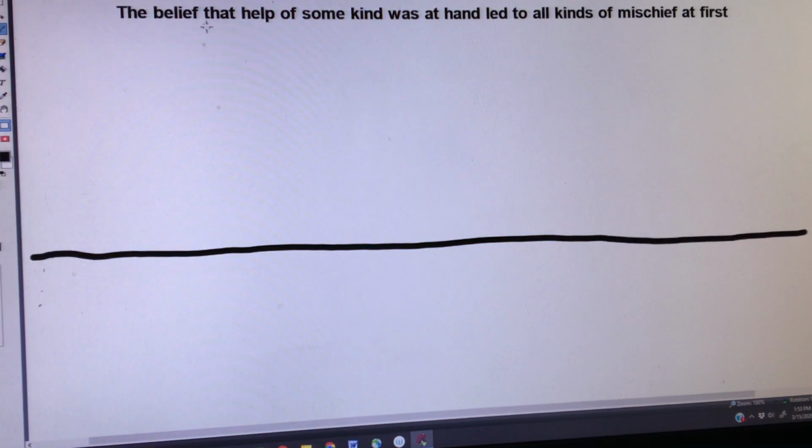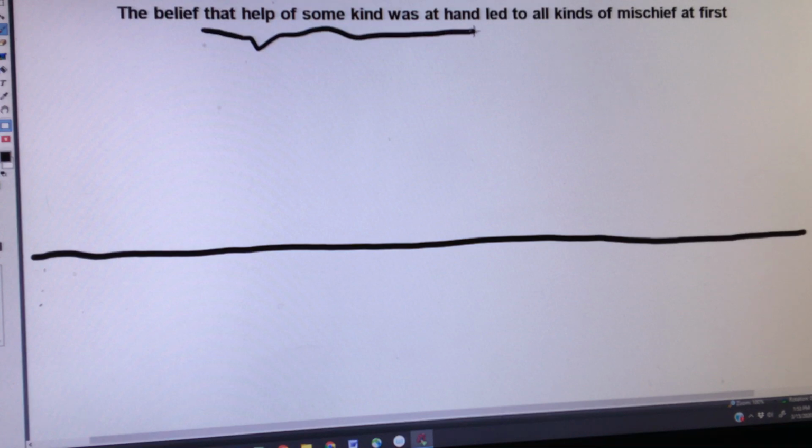First of all, we've got this candidate for the noun clause: that help of some kind was at hand. And then the verb was. What was at hand? Help of some kind. So here is our subject-verb combination: help of some kind was. And then we have this other verb, led. And the thing that led to all kinds of mischief is the belief that help of some kind was at hand.